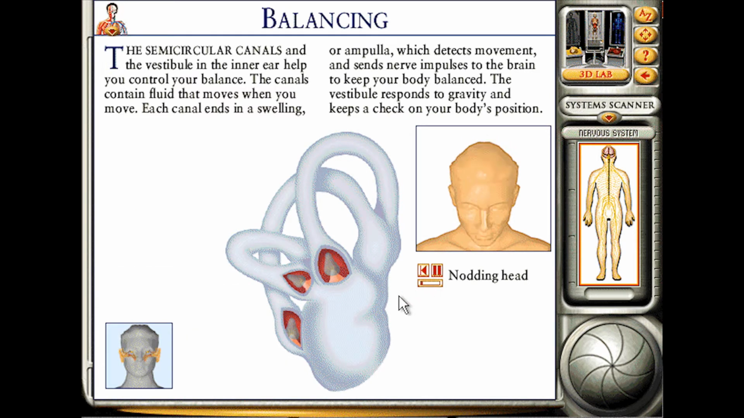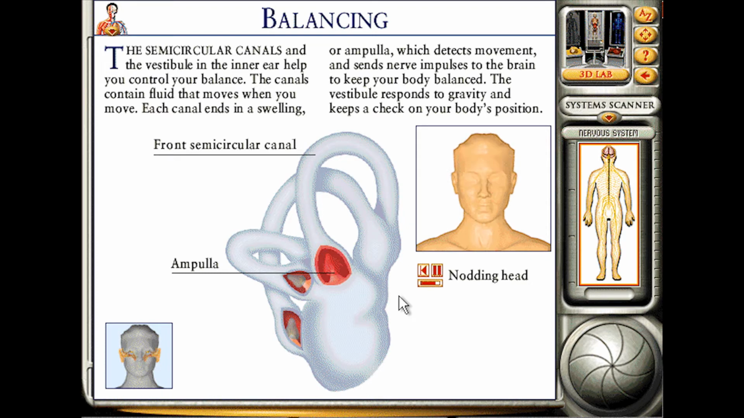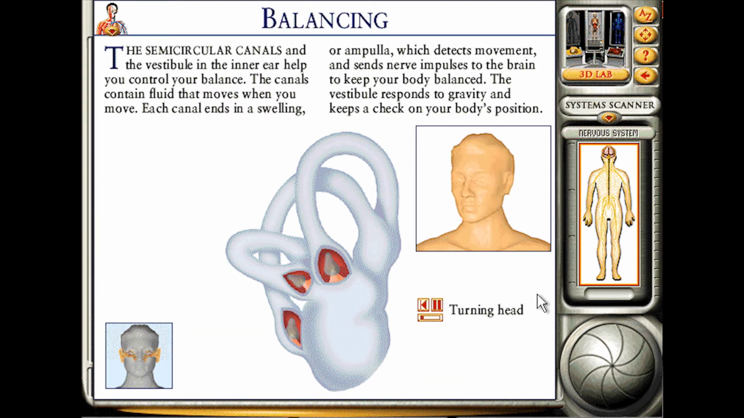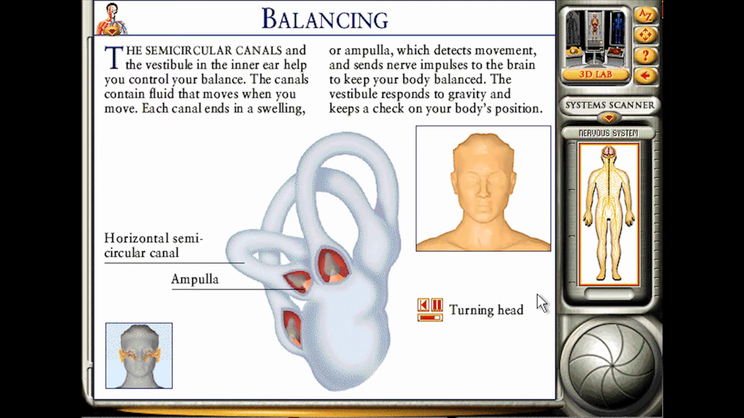Nodding moves the fluid in the front semicircular canal. This is detected by tiny sensory hairs in the ampulla, which send nerve impulses to the brain to keep your body balanced. When you turn your head, the movement is carried to fluid in the horizontal semicircular canal. The ampulla at the base of this canal sends nerve impulses to your brain to balance your body.